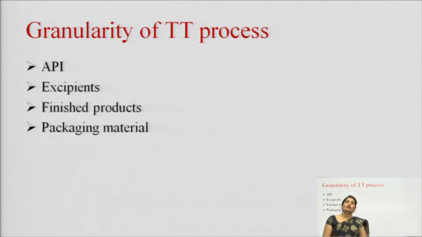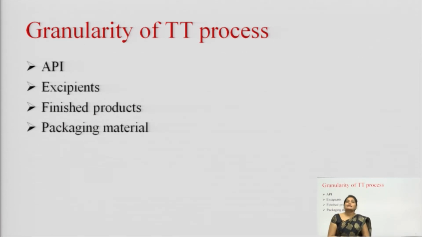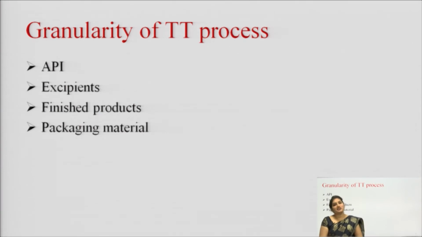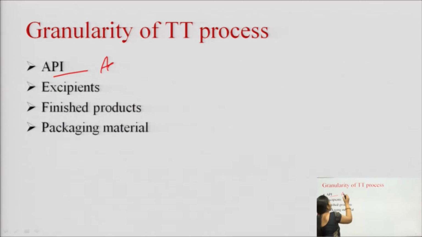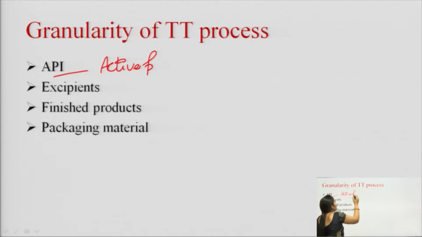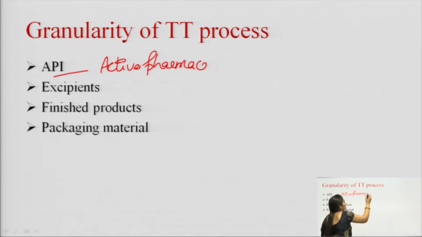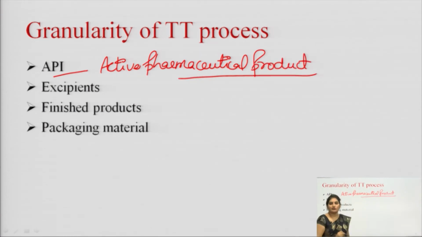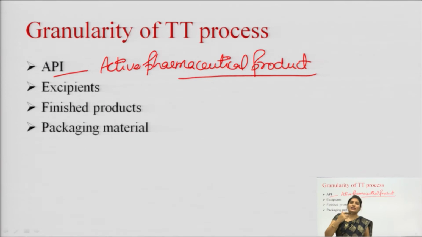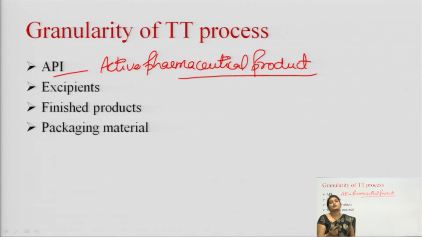It will consist of 4: API, excipients, finished products and packaging material. Okay. First one is API. API stands for active pharmaceutical product. So, the sending unit should give all the information related to the API used to the receiving unit, should give all the specifications of the API to the receiving unit.